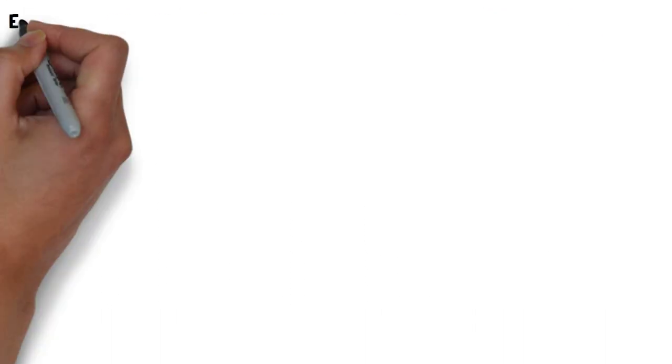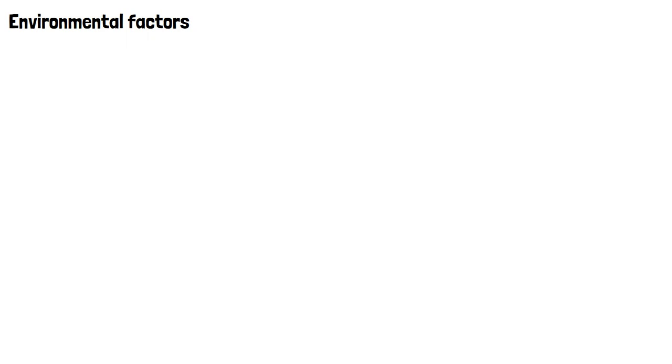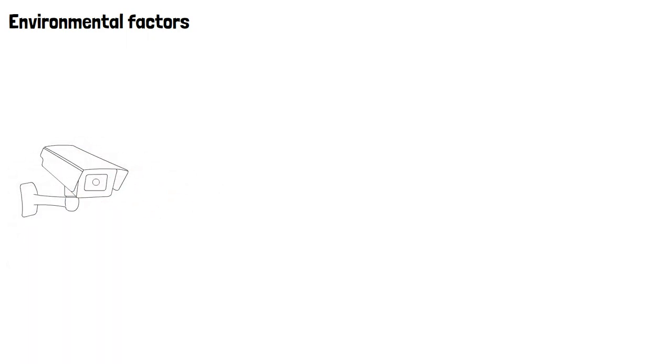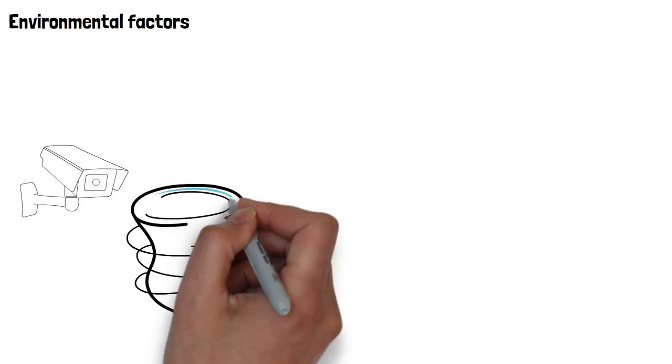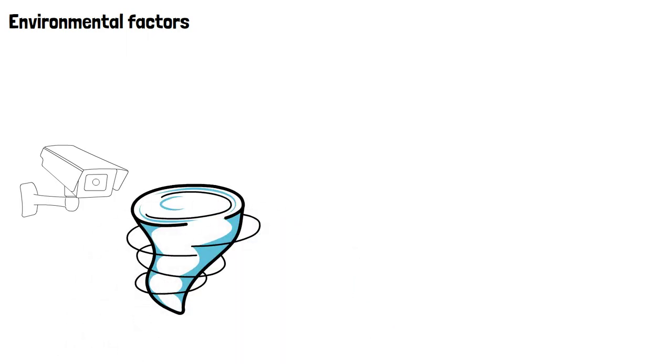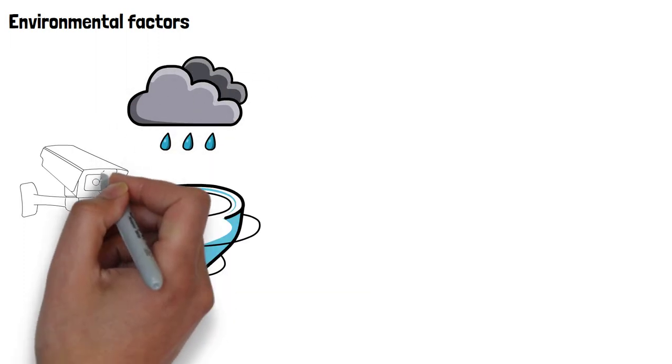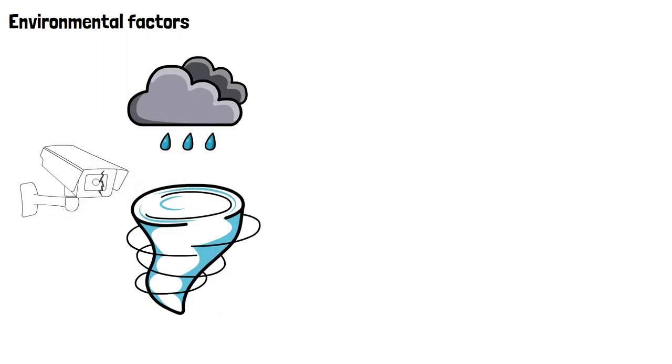Finally, let's consider environmental factors. CCTV cameras are often placed outside where they may remain for years. Extreme weather conditions, dust, and other environmental factors can damage the lens or housing, impacting image quality. They may also not be maintained or cleaned regularly due to budget restrictions or being in hard-to-reach places.